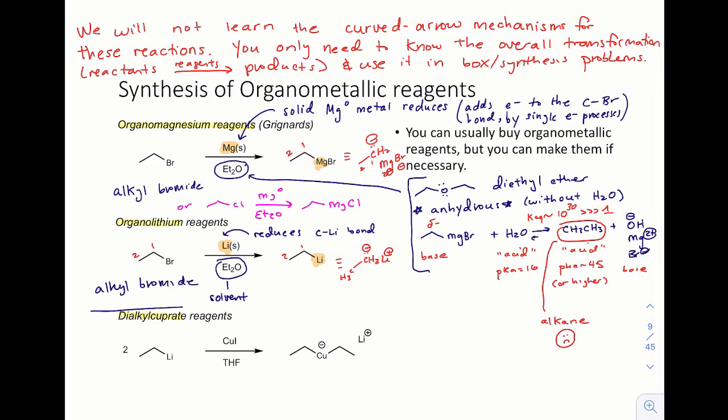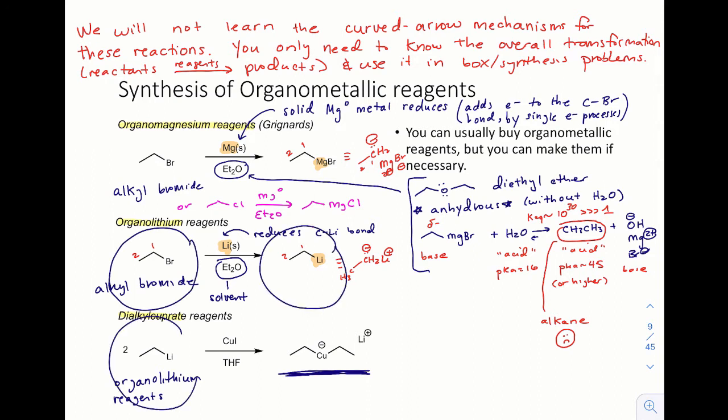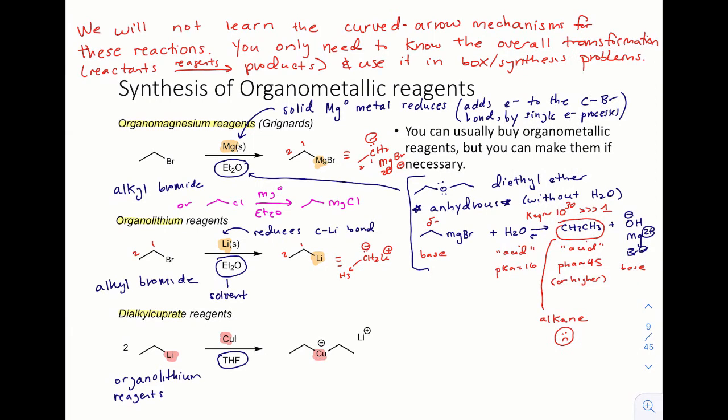Finally, to form dialkyl cuprate reagents, you actually would start with organolithium reagents. So if the diethyl cuprate is desired, one starts with ethyl bromide, generates ethyl lithium, and then treats 2 equivalents of ethyl lithium with copper iodide to generate the cuprate. So essentially, copper replaces the lithium to generate the cuprate.